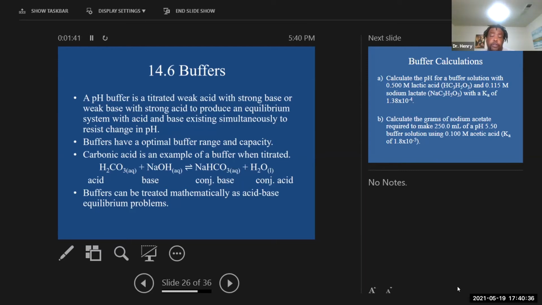Okay, here's an example of the way that we're looking at this. It's going to behave exactly the same as what we've been doing with equilibrium problems in general. It's always going to be products over the reactants, and that's going to equal our equilibrium constant. That isn't going to change, okay? So let me give you an example of a buffering problem that you may see.